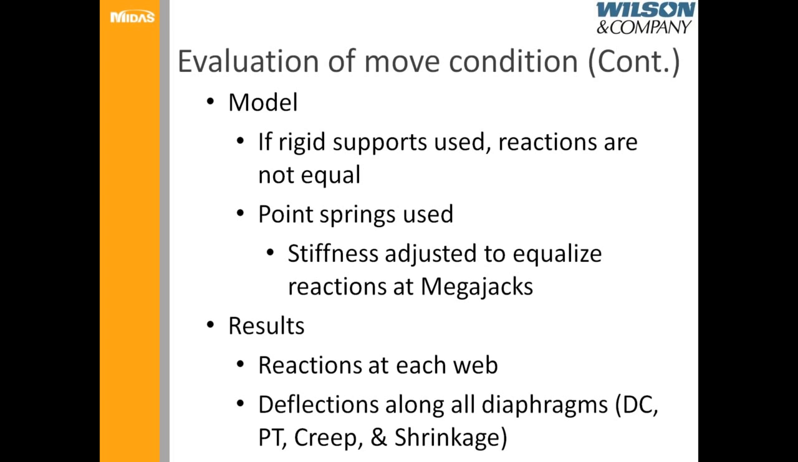To model this took a little bit of manipulation of the support stiffnesses. If rigid supports were used, the reactions were not equal, but during the move, that will be held constant. Those forces along each of the load-spreading beams will be forced to be equal since they are hydraulically connected in each group. Point springs were used to force this condition into the model, and the stiffnesses were adjusted to equalize the reactions at each of the megajacks.